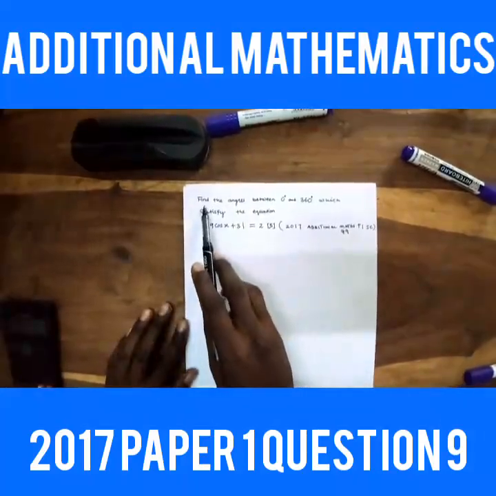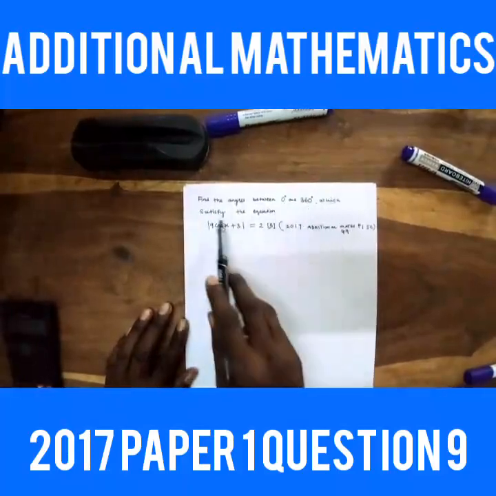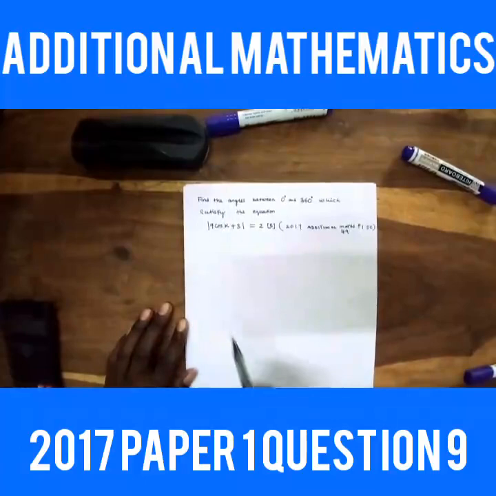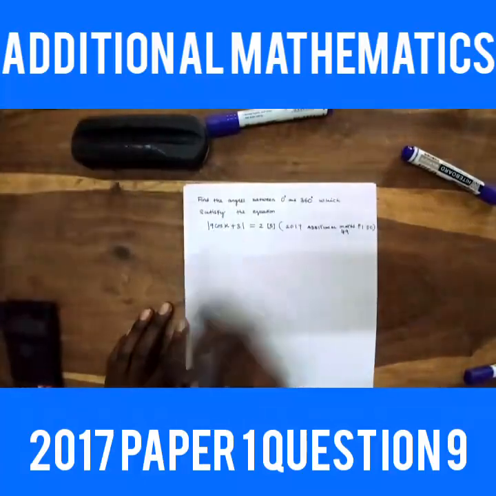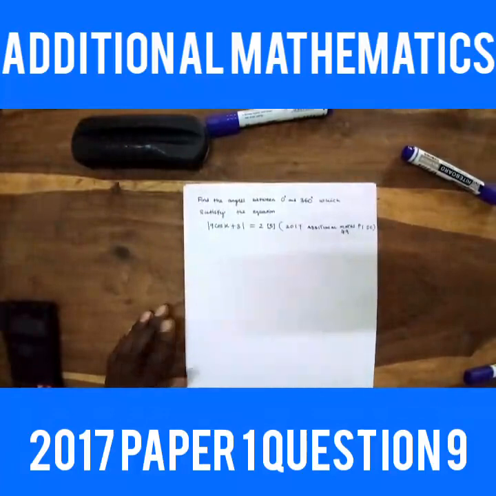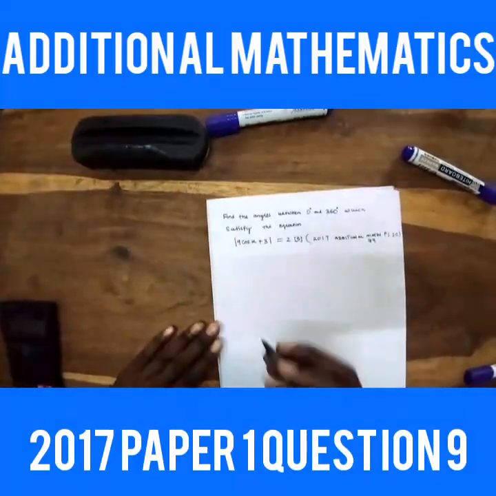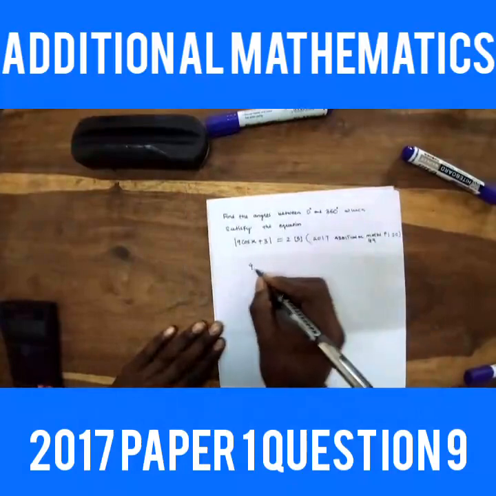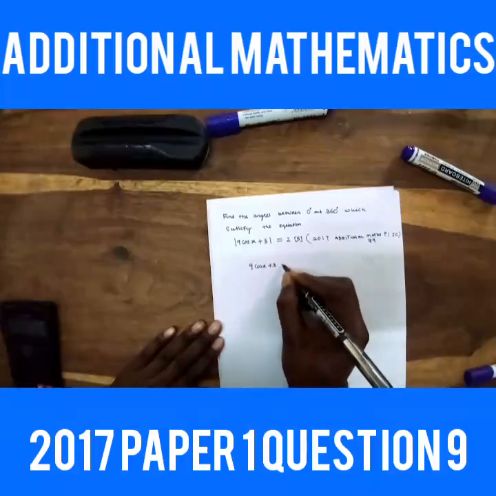The question reads, find the angles between 0 degrees and 360 degrees which satisfy the equation. The equation is the absolute value of 9 cos x plus 3 is equal to 2. So let's see how we can solve this question. So we have 9 cos x plus 3 equals 2. This is the absolute value.